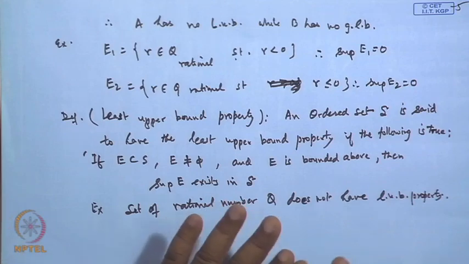Now, there is a relation between the greatest lower bound, least upper bound, and the least upper bound property. In fact, it is shown that if a set has the least upper bound property, then it must have the greatest lower bound property also, and that can be judged in the next theorem.